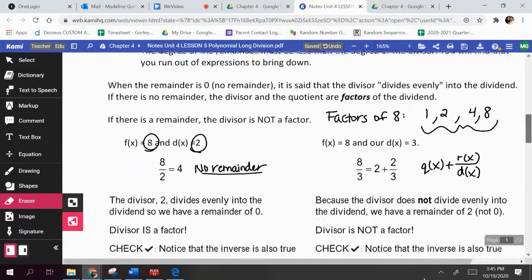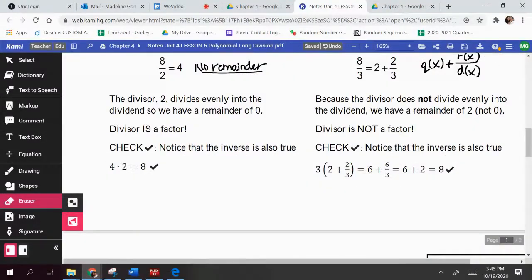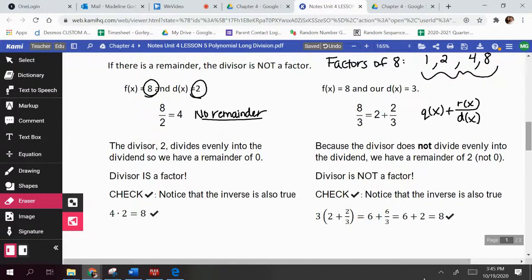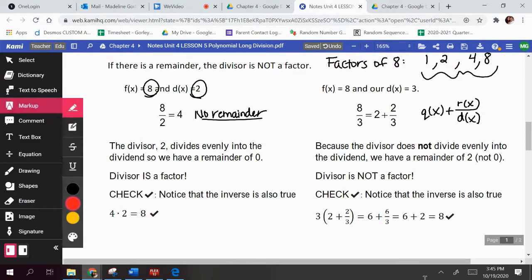So let's read this down here. Over on the left, it says the divisor 2 divides evenly into the dividend, so we have a remainder of 0. In this case, the divisor is a factor. So if I have a remainder of 0, the divisor is a factor. On the right-hand side, because the divisor does not divide evenly into the dividend, we have a remainder of 2. In this case, the divisor is not a factor.